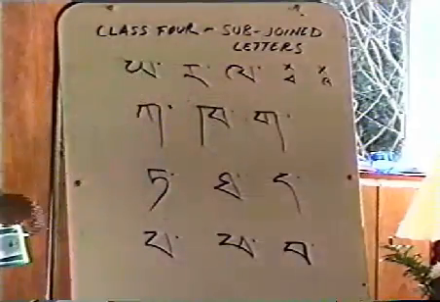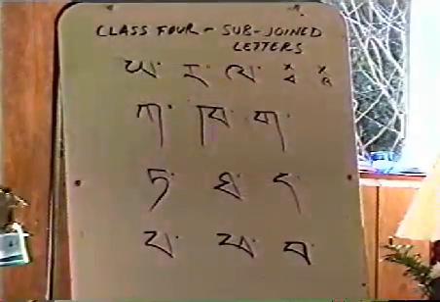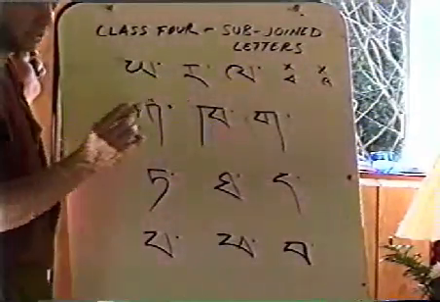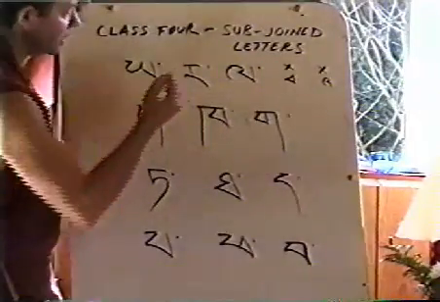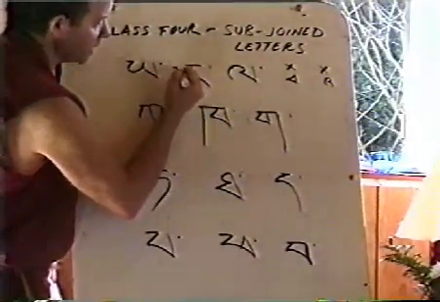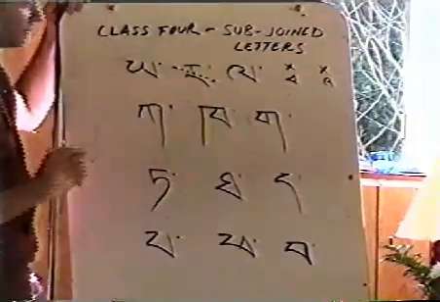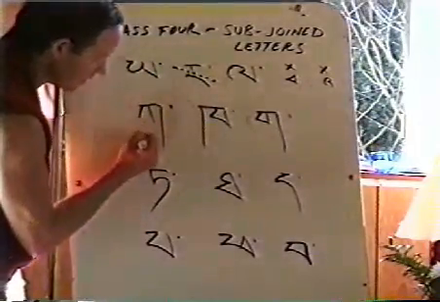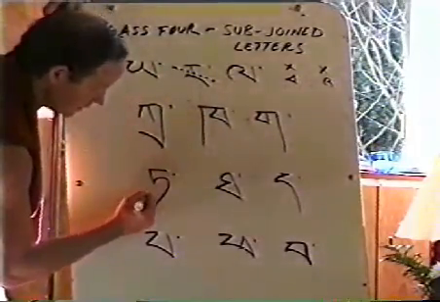Set your students up like that. Now we add the rataks. Now we subjoin the ra. What part of the ra do you subjoin? Chop it off. Here. This gets like that.